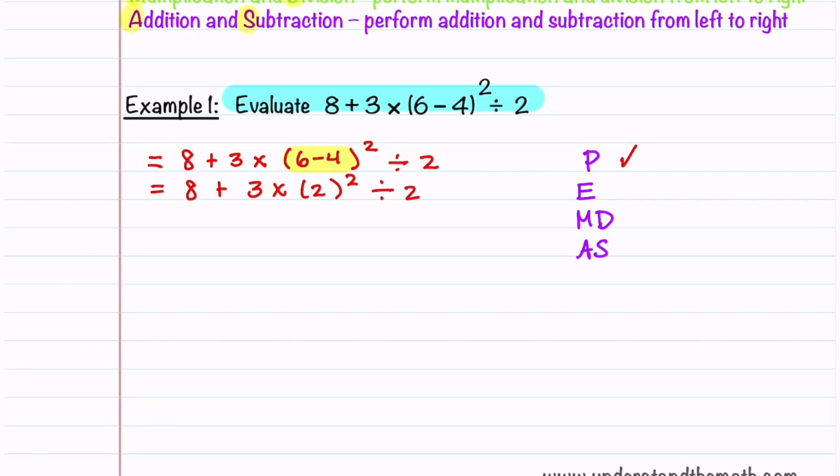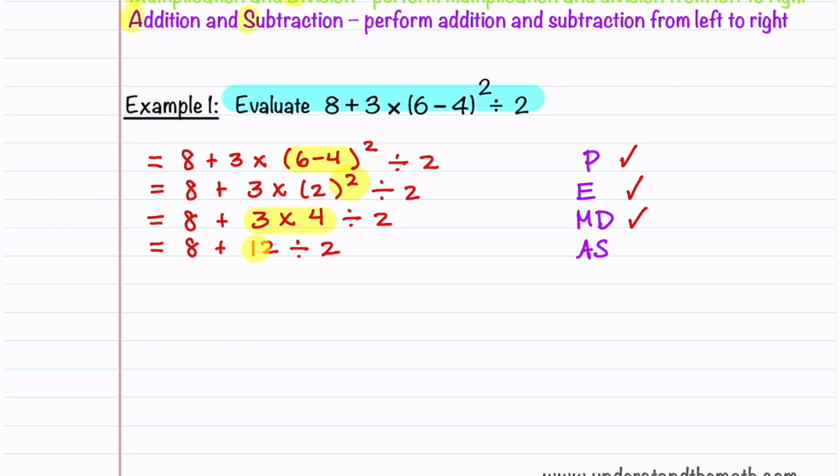We'll now evaluate the exponent. This gives us 8 plus 3 times 2 squared, which is 4, divided by 2. We now need to do multiplication and division, working from left to right. I'll highlight the one that we'll do first, which is the one on the left. This gives us 8 plus 12 divided by 2.